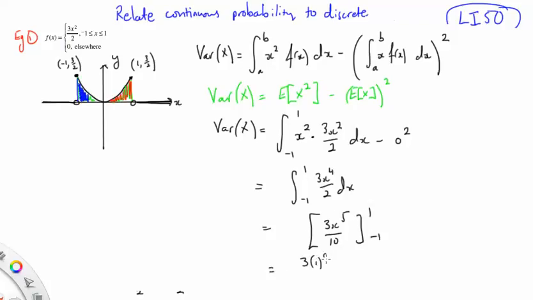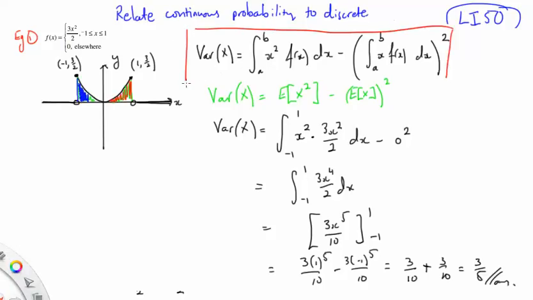So that's 3 times 1 to the power of 5, minus 3 times negative 1 to the power of 5, on 10, which equals 3 tenths minus, and that's going to be a negative as well, so that's going to be plus overall. So it's 3 tenths plus 3 tenths, which is 3/5. There's our variance, 3/5. So we need to know that formula as well. That's how we calculate variance. These are on your formula sheet for your exam.